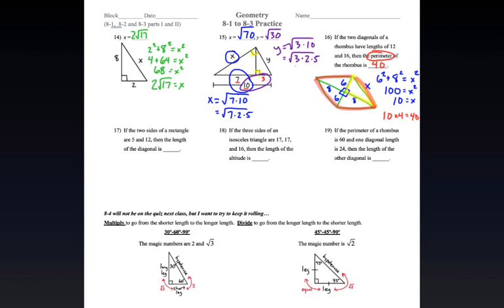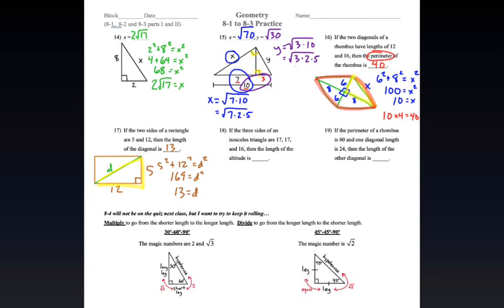If 2 sides of a rectangle are 5 and 12, well, let's draw that. 5 and 12 is a rectangle. The diagonal cuts across, making my right triangle. The diagonal is the hypotenuse, so 5 squared plus 12 squared equals the diagonal squared. Simplify and solve, you get 13.